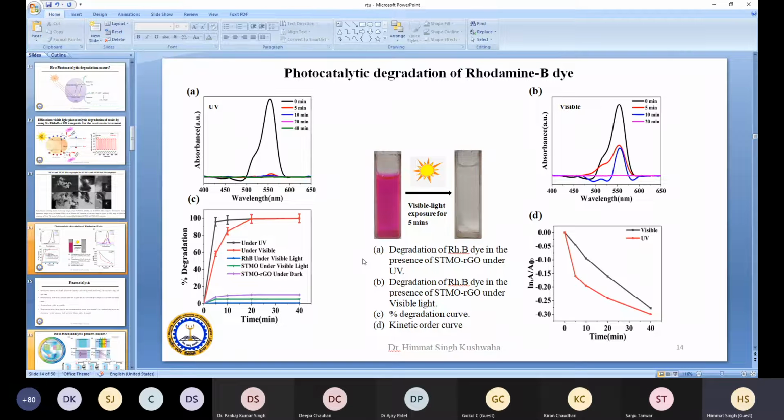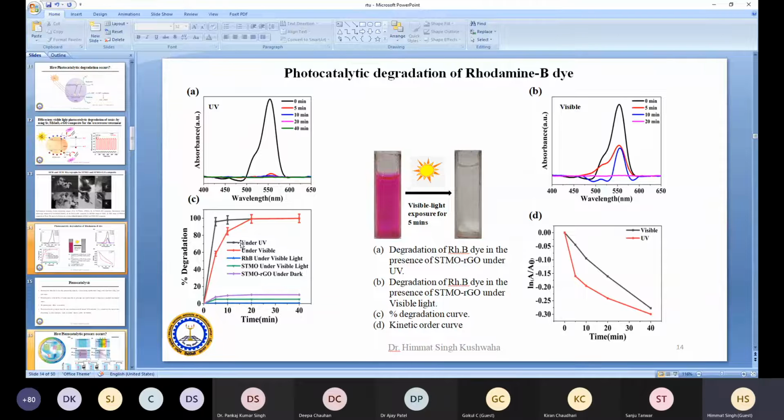The photocatalytic activity of this catalyst was investigated under the UV range and the visible range. The catalyst works in both ranges, as the band gap is tuned using reduced graphene oxide and the absorption of light is also greater. Within the UV range, it shows complete degradation up to 40 minutes, and within the visible range, the dye is completely degraded within 20 minutes.